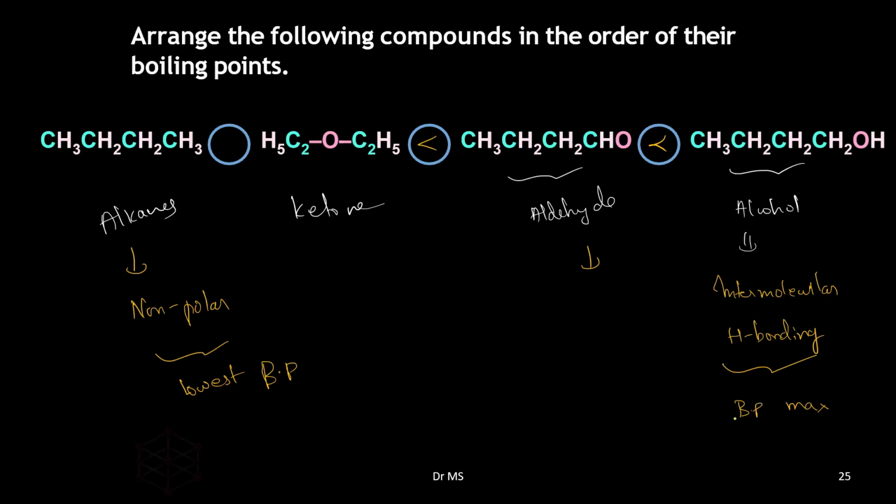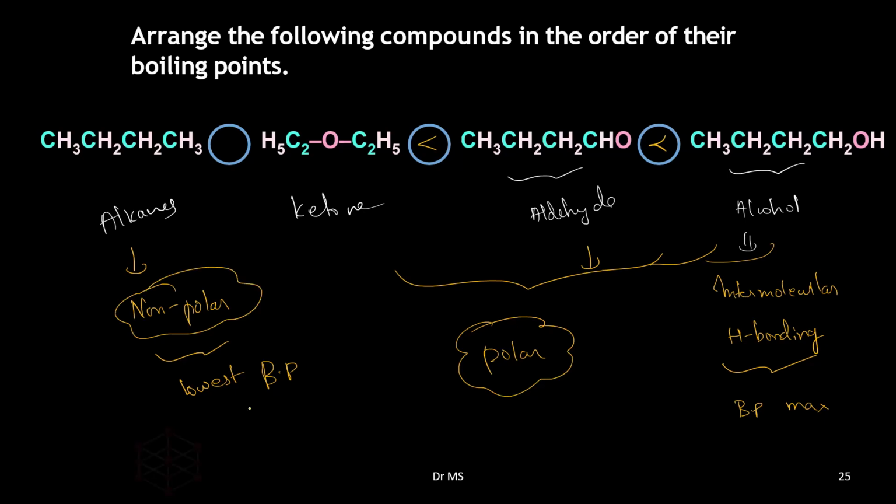So all these come under the polar. So just remember this. This is a polar and this is a non-polar. Because of that, it's having the lowest boiling point, and because of intermolecular hydrogen bonding and maximum polarity seen in the alcohol, this will be the highest boiling point. Is that clear?